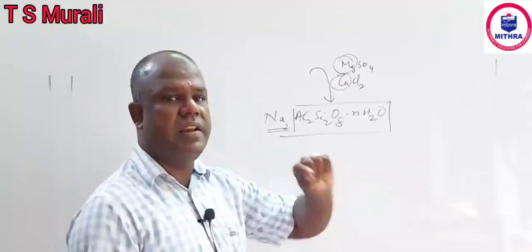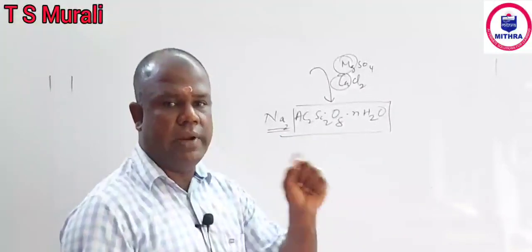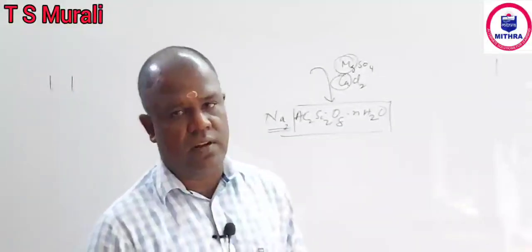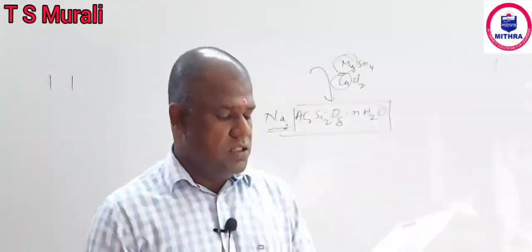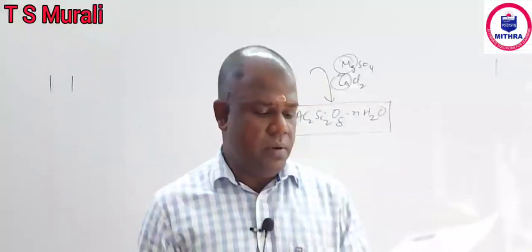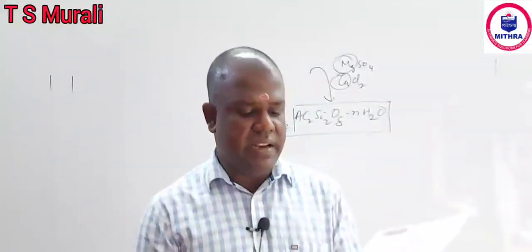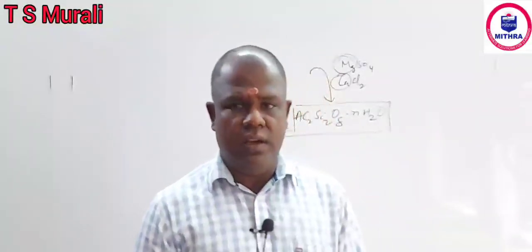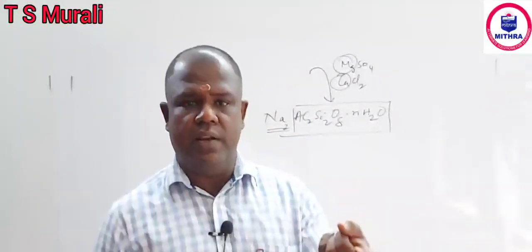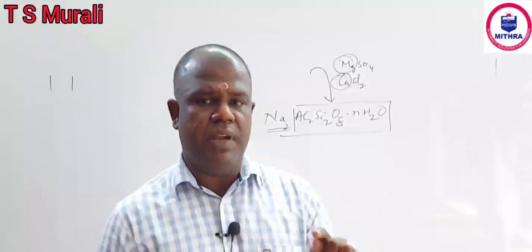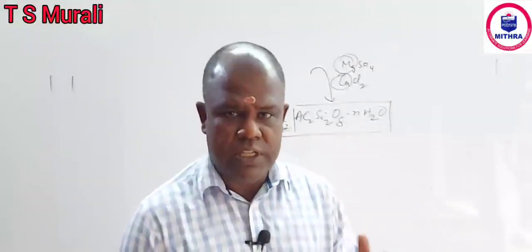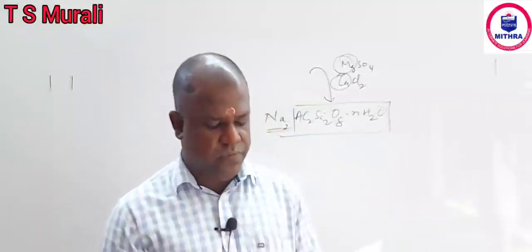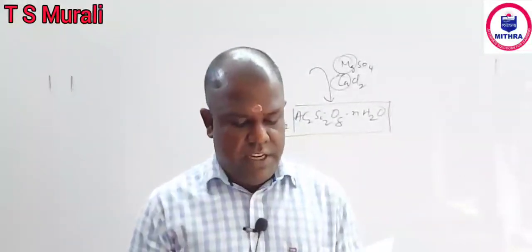So how will you regenerate that calcium or magnesium zeolite? We have to add a saturated solution of NaCl. That will be the answer. Exhausted permutit is regenerated by treatment with NaCl. Simple logic: originally it was sodium zeolite, and when we pour hard water, it becomes calcium or magnesium zeolite. So it should be regenerated by adding a saturated solution of NaCl. That is the answer.